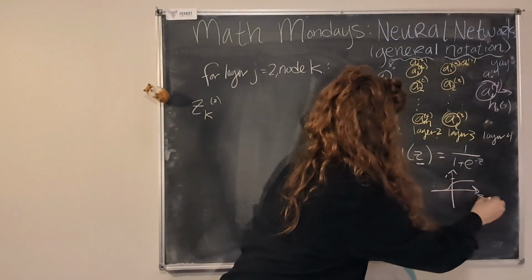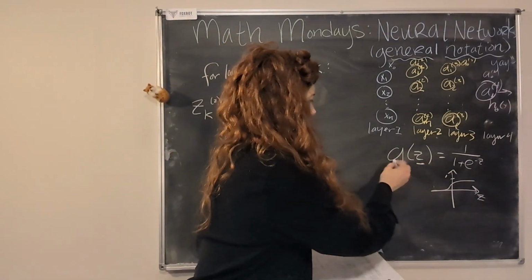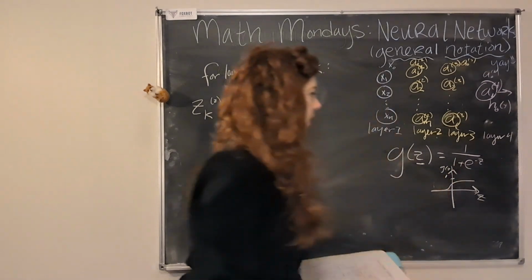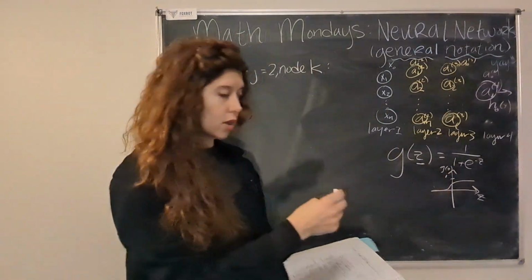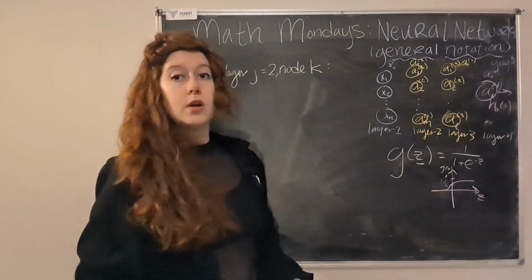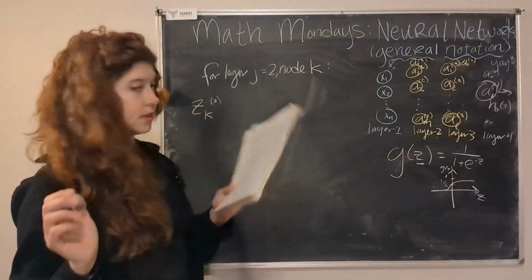So for higher values of z, the sigmoid function goes to 1. I should label my axes. For lower values of z, the sigmoid function goes to 0, and it crosses the x-axis at 1/2. So that is the same z here.